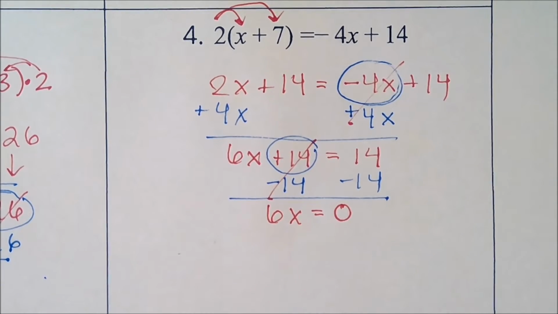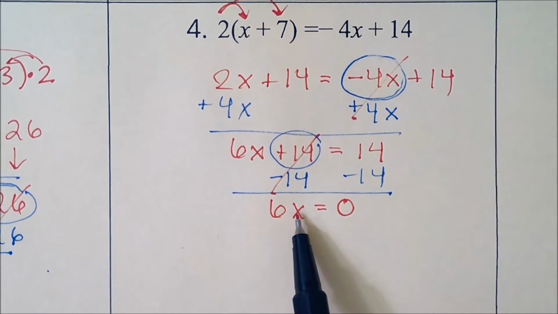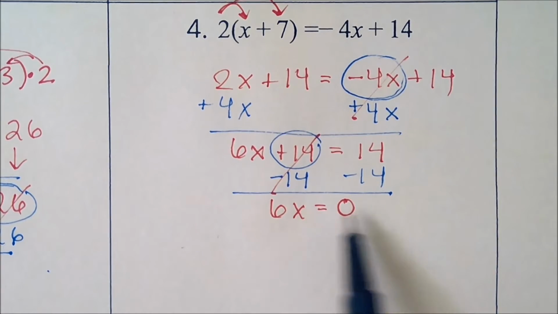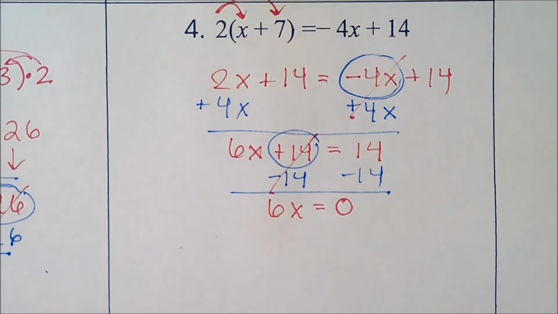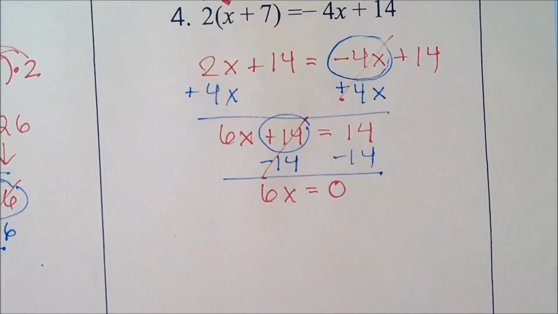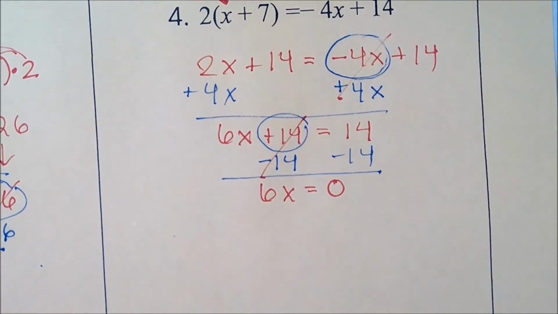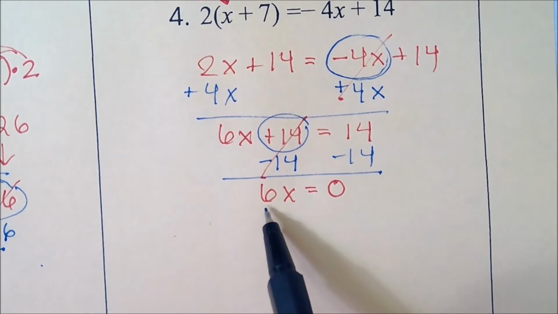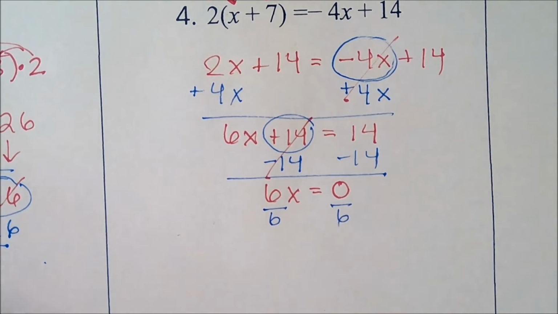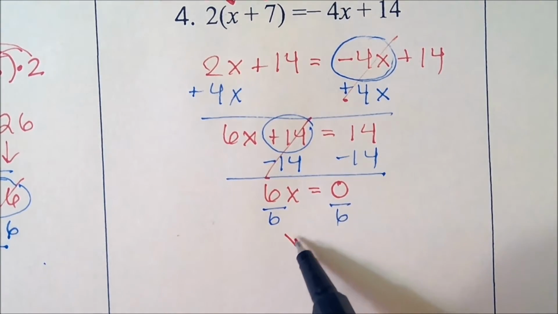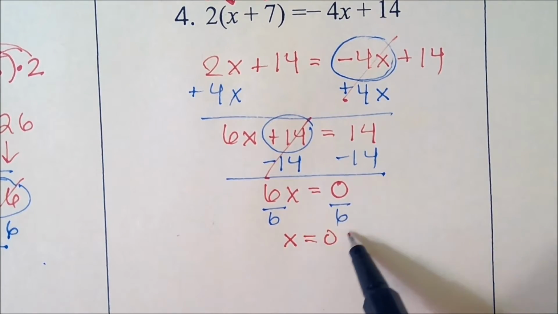Now at this point you could stop, because you could look at this and say, well, the only thing x could be is 0, because 6 times 0 equals 0. But let's say you didn't really see that yet. So we know that we have 6 x's on the left that we want to break up into 6 groups. 0 divided by 6 is 0.